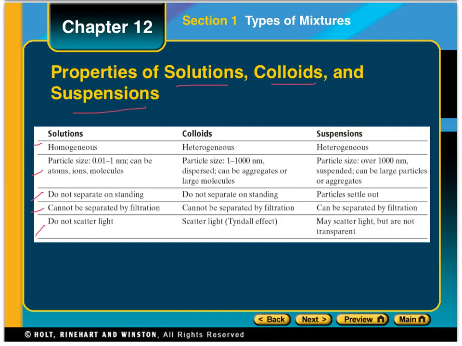Colloids, on the other hand, would be considered heterogeneous, medium particle size. They do not separate, and they cannot be easily filtered because the particle size is still pretty small, but they do experience this Tyndall effect, or this diffraction of light. Remember, suspensions had the largest particle size, so this is definitely something we would call heterogeneous. Those particles settle out or fall to the bottom of the glass. They can be separated with filtration, and they can scatter light, but it's not as cool of an effect as it is with a colloid.